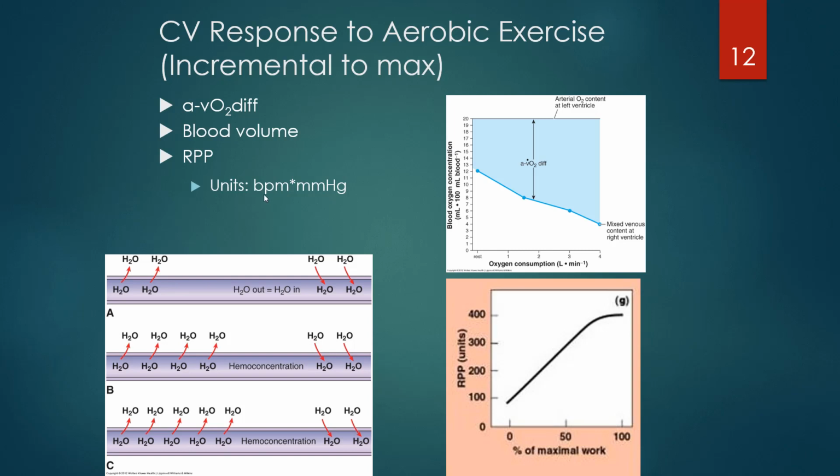So the units technically are beats per minute times millimeters mercury, and here it just says arbitrary units, but we know that heart rate goes up linearly, systolic blood pressure goes up linearly, so RPP is going to go way up during aerobic exercise, and the higher the intensity, the higher it's going to go up.